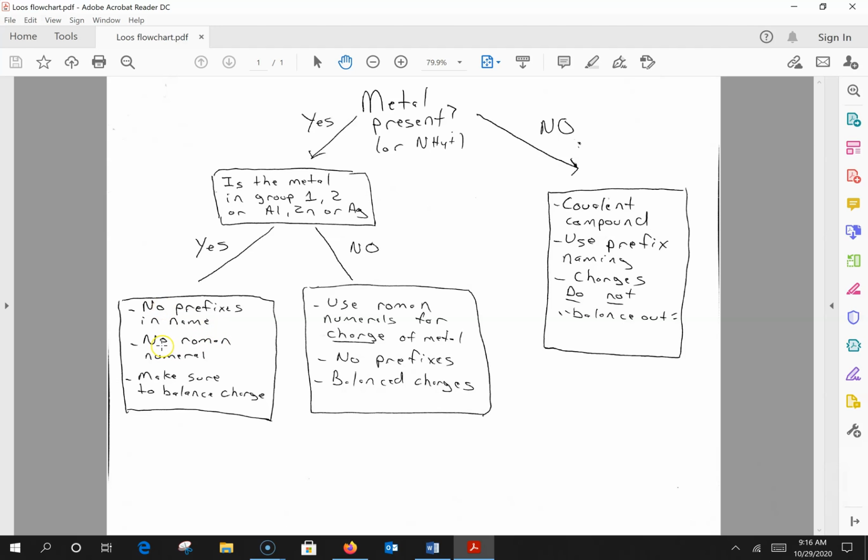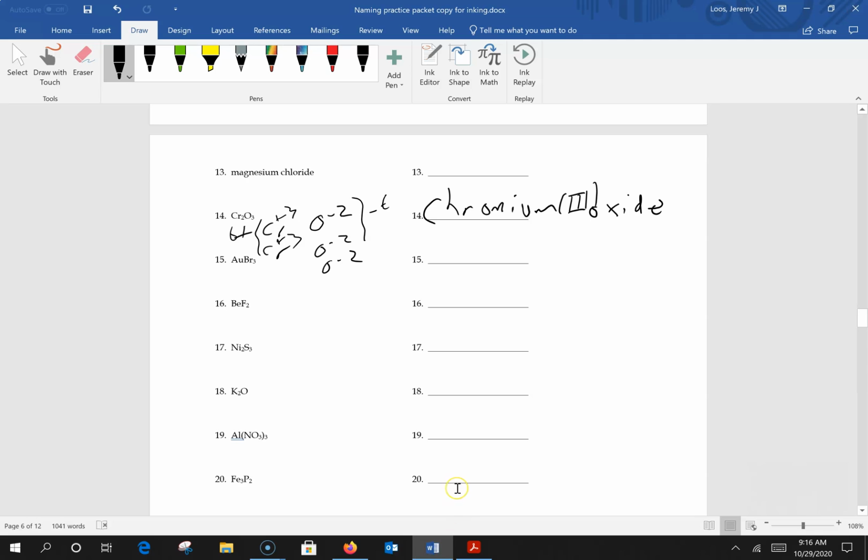So we're not going to use prefixes. We're not going to use Roman numerals. We're just going to do the plain old naming where we just go beryllium fluoride is what this is going to be. So Be, fluoride. Oh, whoops, I wrote that on the wrong line. It should be down there.